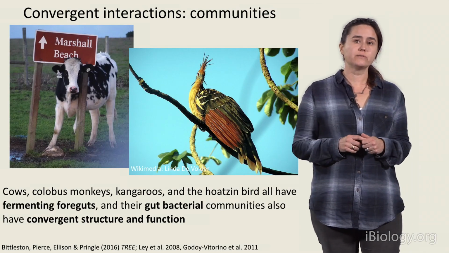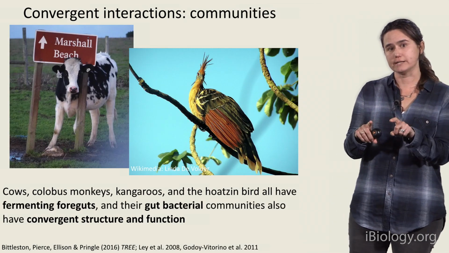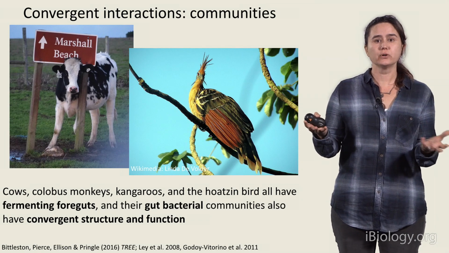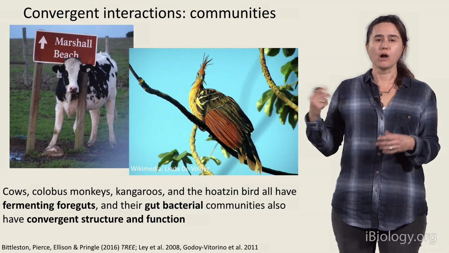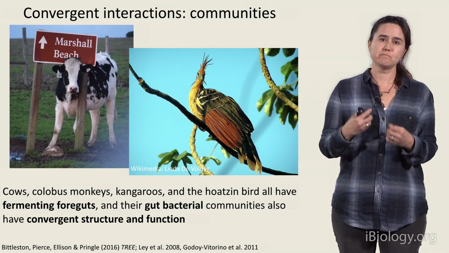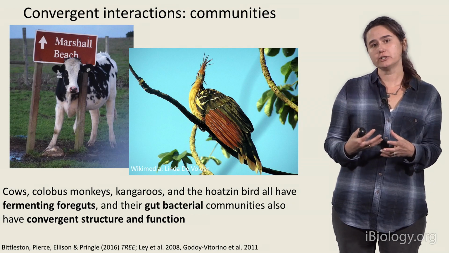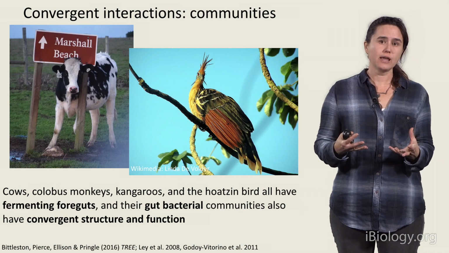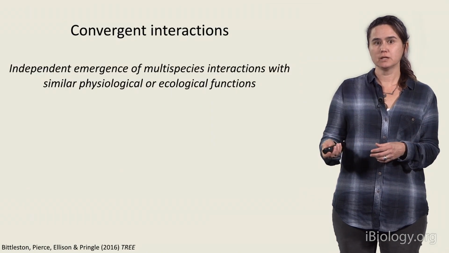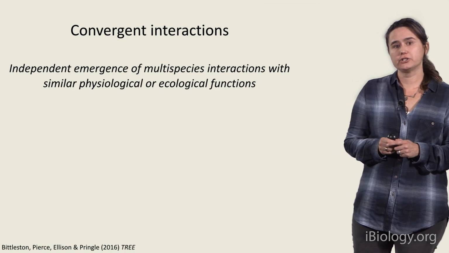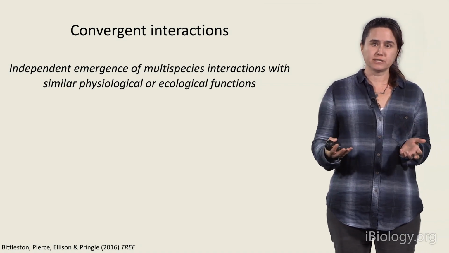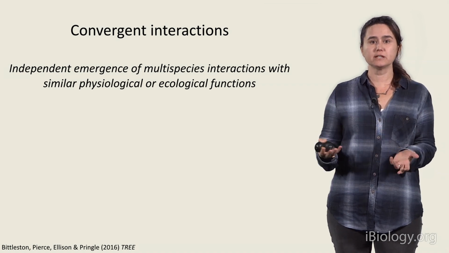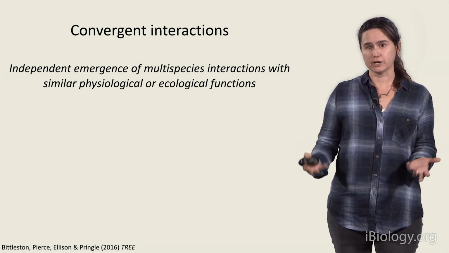Convergent interactions can also involve communities, not just these pairwise interactions. So, for example, cows, colobus monkeys, kangaroos, and the Watson bird that you can see here all have foreguts that ferment the food that they eat. And it turns out that their gut bacterial communities also have a convergent structure and function. So we've defined convergent interactions as the independent emergence of multi-species interactions with similar physiological or ecological functions.